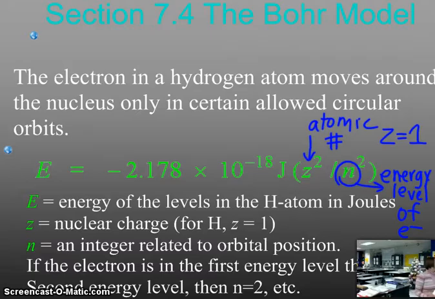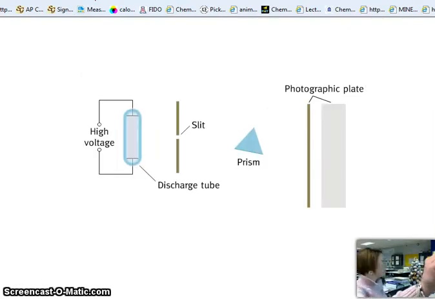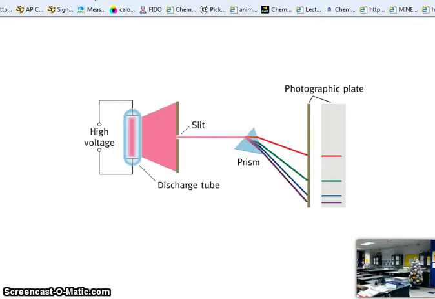And again, I have something here I want to show you. I think this will give you the line spectrum. The discharge tube is filled with hydrogen gas. When a high voltage electrical discharge energizes the gaseous atoms, light is emitted only at specific wavelengths. The emission spectra obtained are called line spectra.